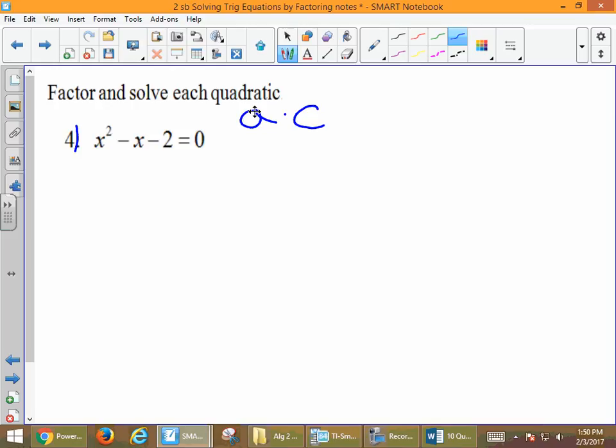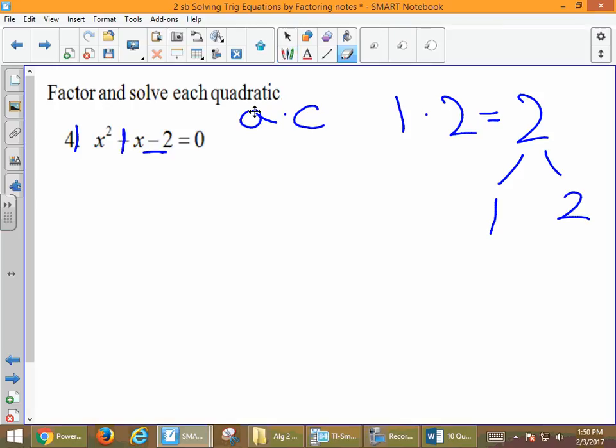And then our C is negative 2. So we have 1 times negative, or 1 times 2, because we won't worry about the negative at the moment. So 1 times 2 equals 2. And now we need to think of some factors of 2. And sadly, 2 is a prime number, so it only has 2 factors, 2 and 1. And so now we need to think, which of these factors can we combine together to get our middle number, which is negative 1.